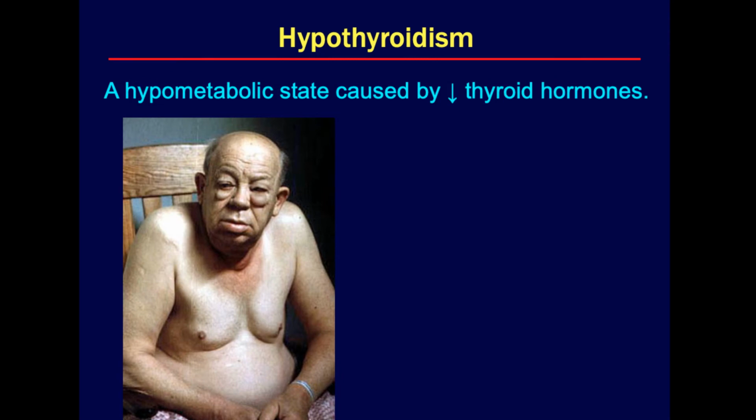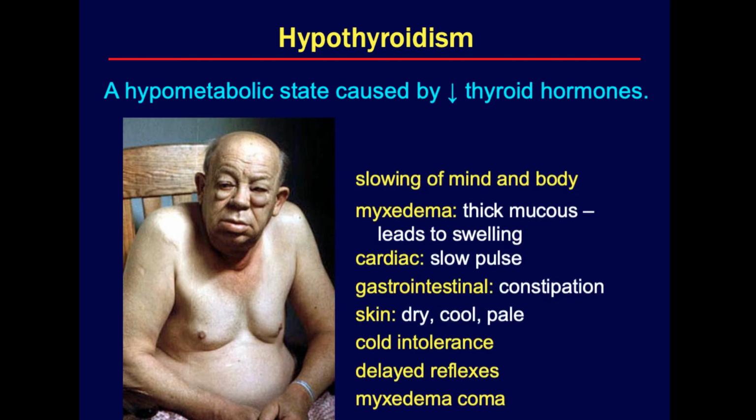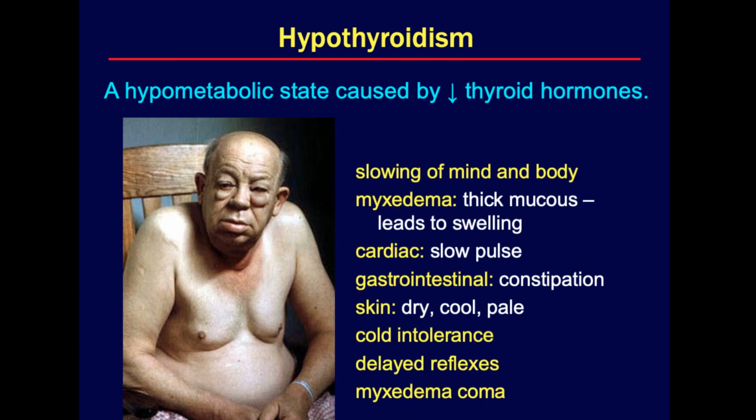Hypothyroidism is where you have a hypometabolic state because the person is not producing enough T3 and T4. And so everything is slowing down. They have slowing of the mind, slowing of the body. They also have myxedema, which is where they produce this thick mucus that gathers underneath the surface of the skin. And it actually is really thick and causes the skin to stick to the muscles below. And it leads to a lot of swelling in the person.